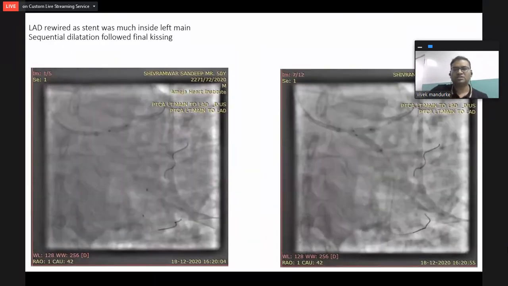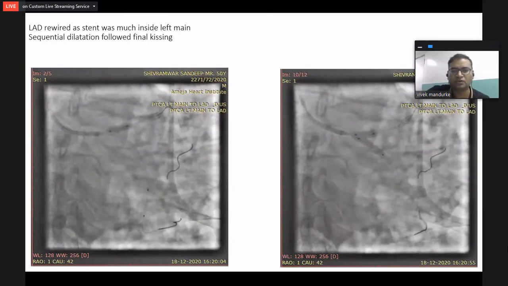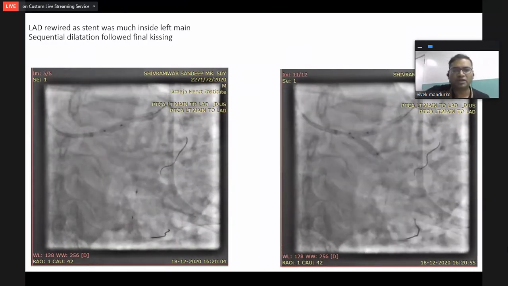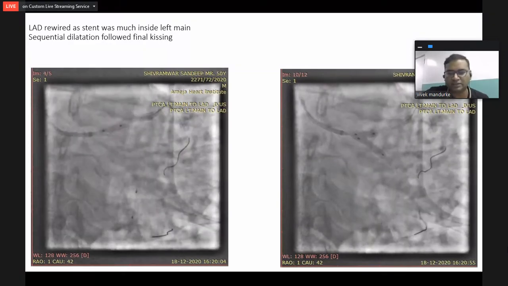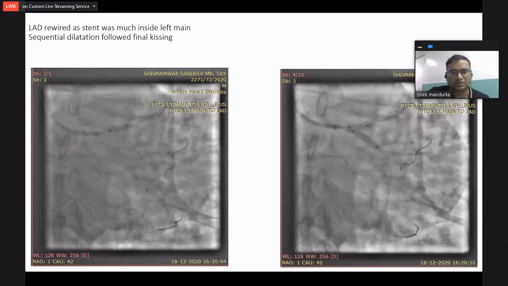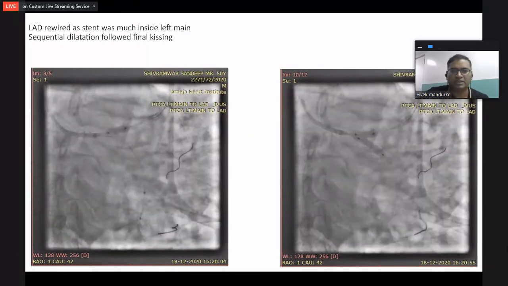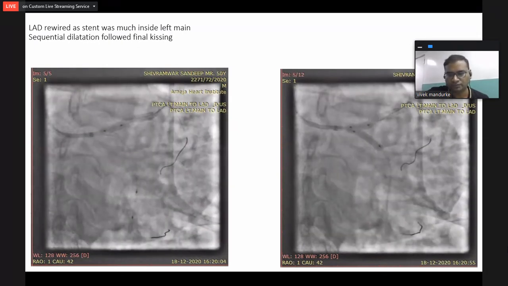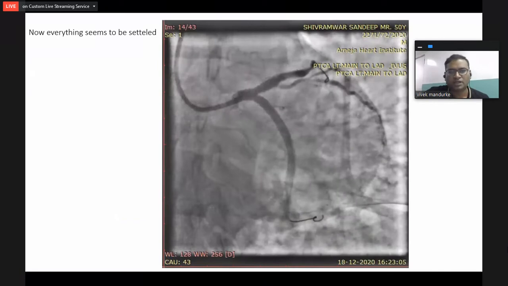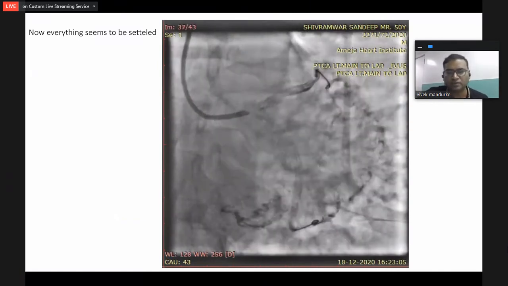Now, the next challenge was this stent which came much inside the left main. So what should be done? What we have done, we have taken out the wire in the LAD and rewired the circumflex through the distal strut, and we went ahead with optimization of the stent and finally kissing balloon. And now everything seems to be settled. Slow flow is not there. Patient hemodynamically improved well.